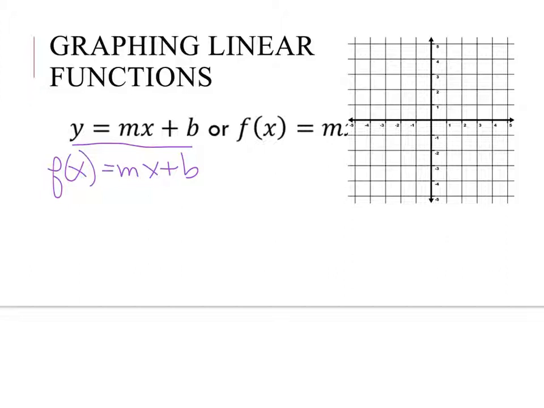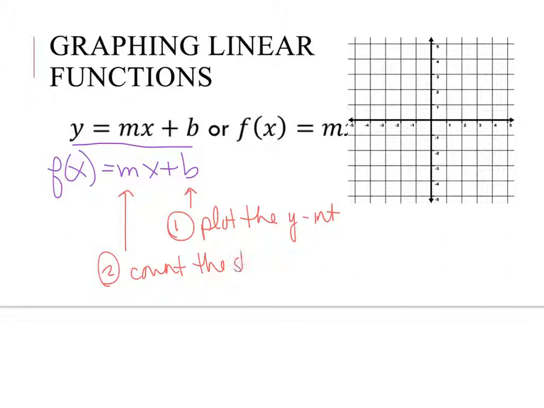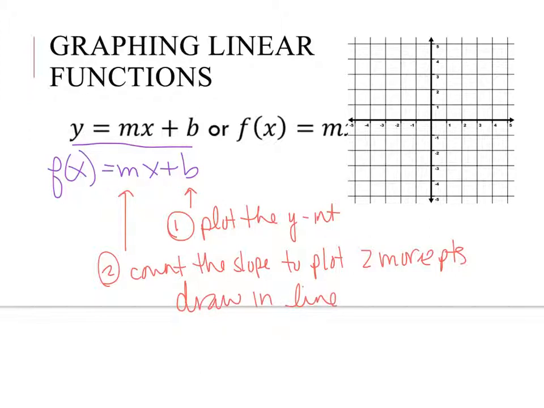So when you graph, you're going to plot the b first, and if you remember that stands for the y-intercept, so first you're going to plot the y-intercept, and then second, you're going to count the slope to plot. I want you to do 2 more points for a total of 3. Okay, and then you're going to draw in your line and put arrows on the ends.